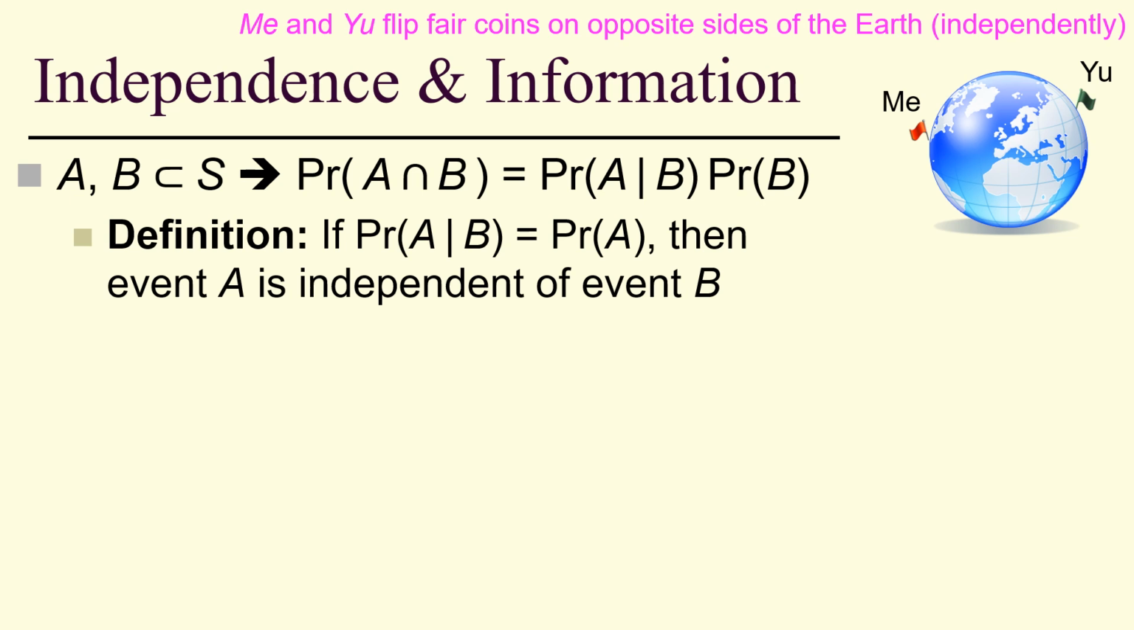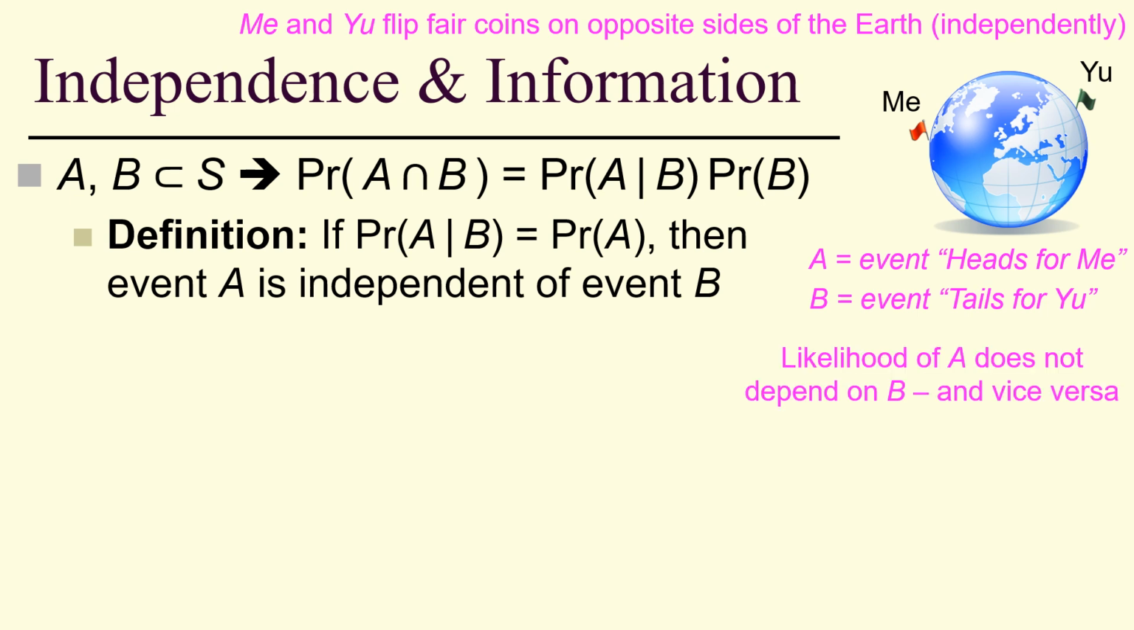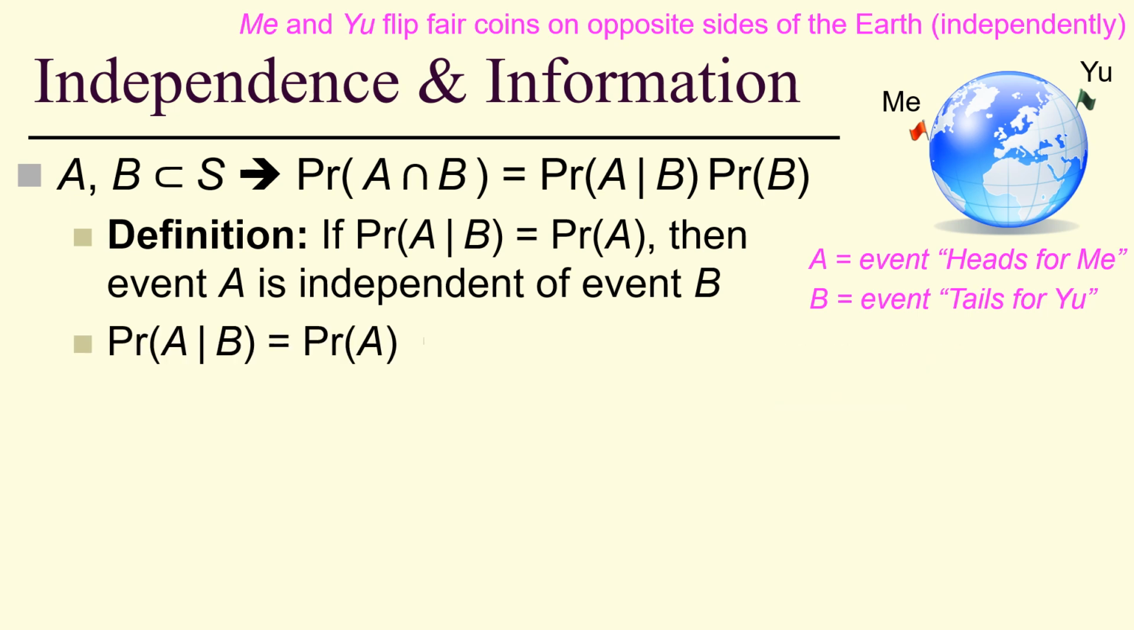So suppose me and you flip fair coins on opposite sides of the earth. A is the event heads for me, B is the event tails for you. A does not depend on B and vice versa. The probability of A conditioned on B is just the probability of A. The joint probability is the product of the probabilities.